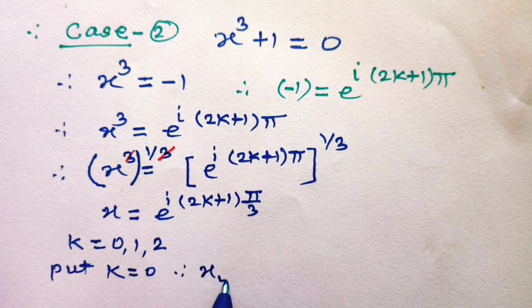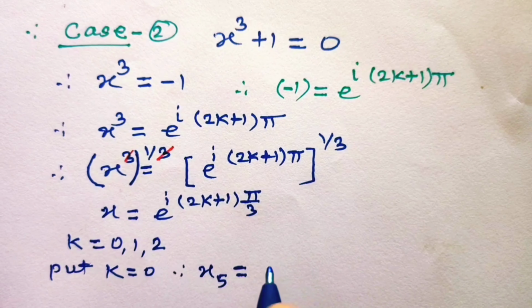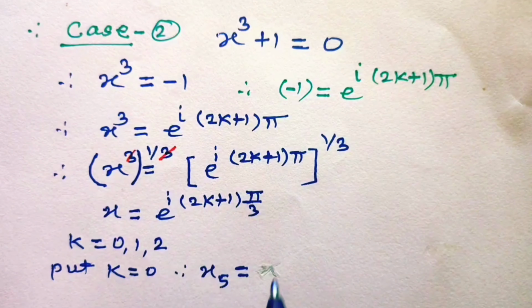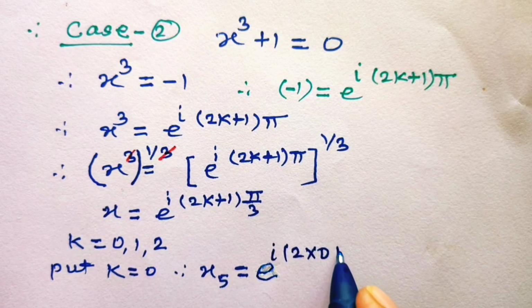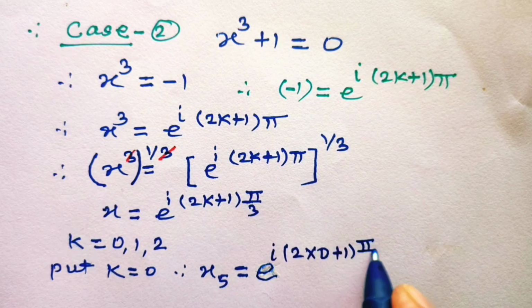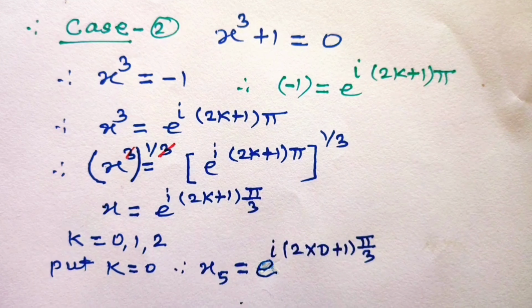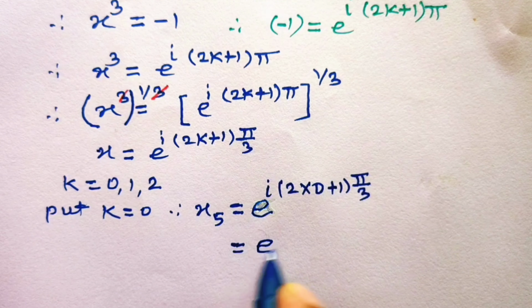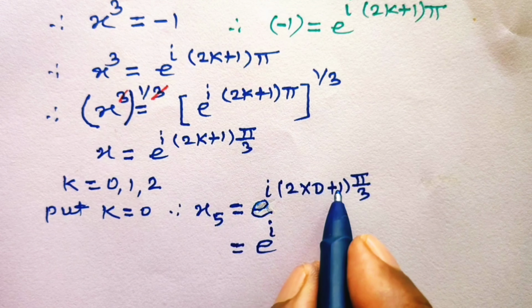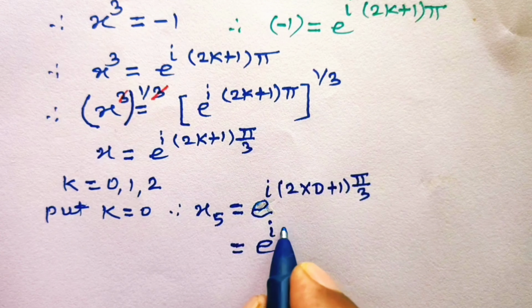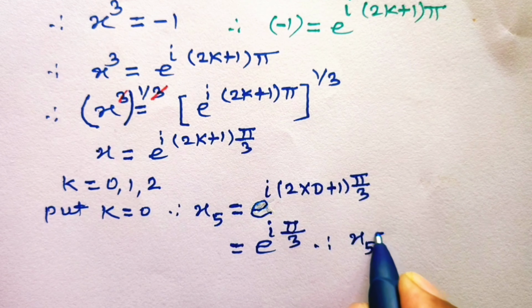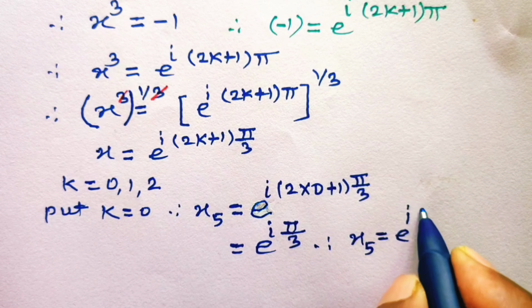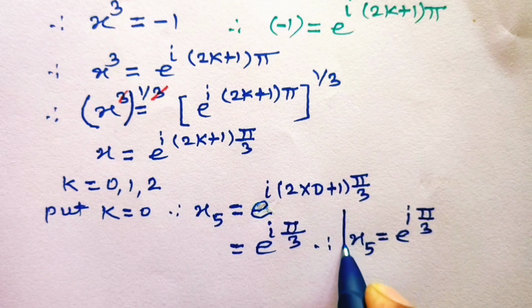Hence, x5, the fifth root of the given equation, that is the first root of this equation, is given by e to the power i 2 into k is 0 plus 1 times pi upon 3, and this is equal to e to the power i 2 into 0 is 0, 0 plus 1 is 1, 1 into pi upon 3, that is pi upon 3. Hence x5 is equal to e to the power i pi upon 3.